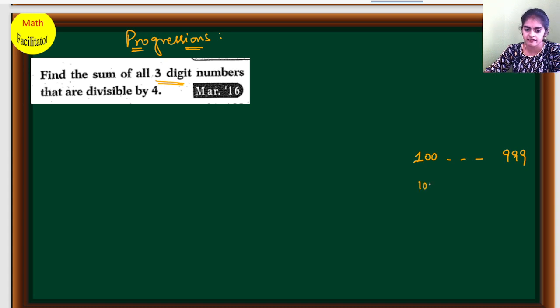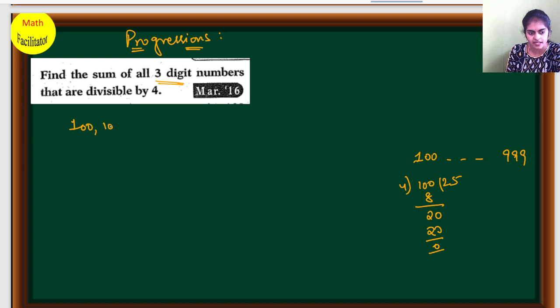So is 100 divisible by 4? 4 twos are 8, 100 is divisible by 4. So the first number will be 100. The next number will be 104 and so on. What is the last number divisible by 4 now?